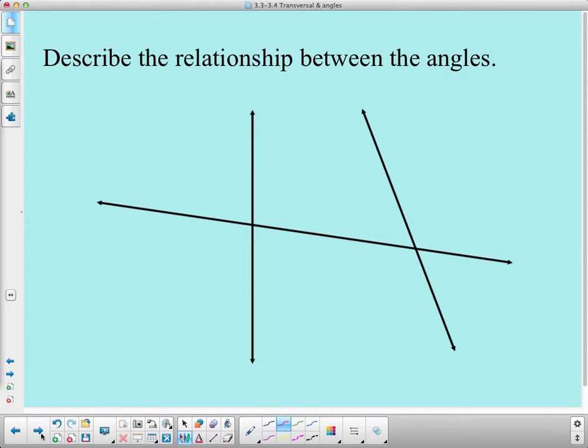All right, let's try a little bit different picture. Turned it. Okay. Angle 1, angle 2. What type of angles? We might start by saying, okay, which one's the transversal? And how are they related to the transversal?